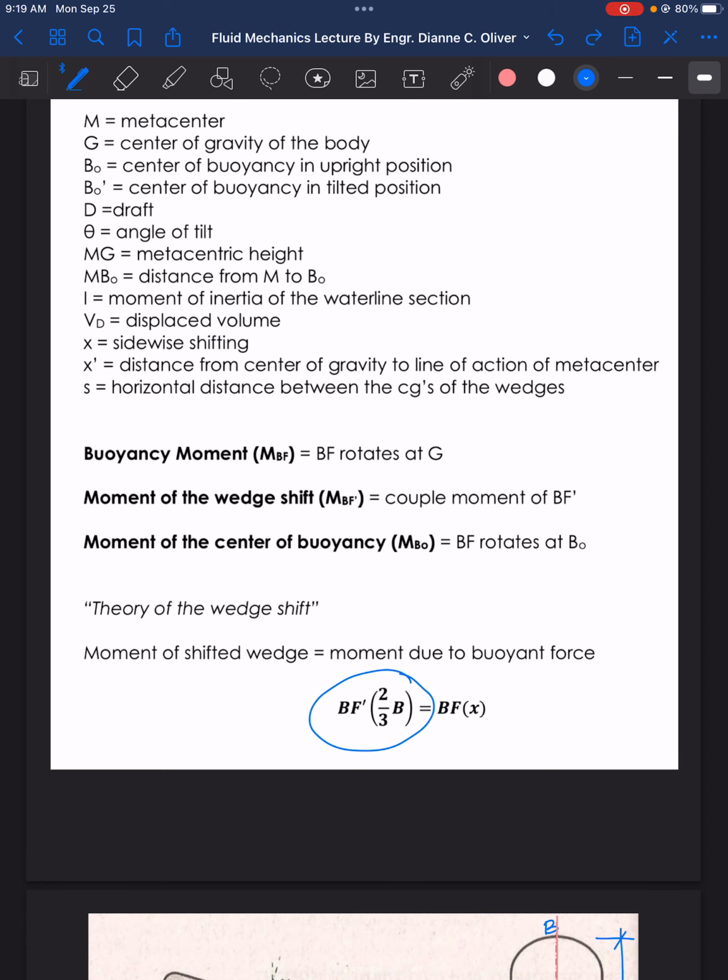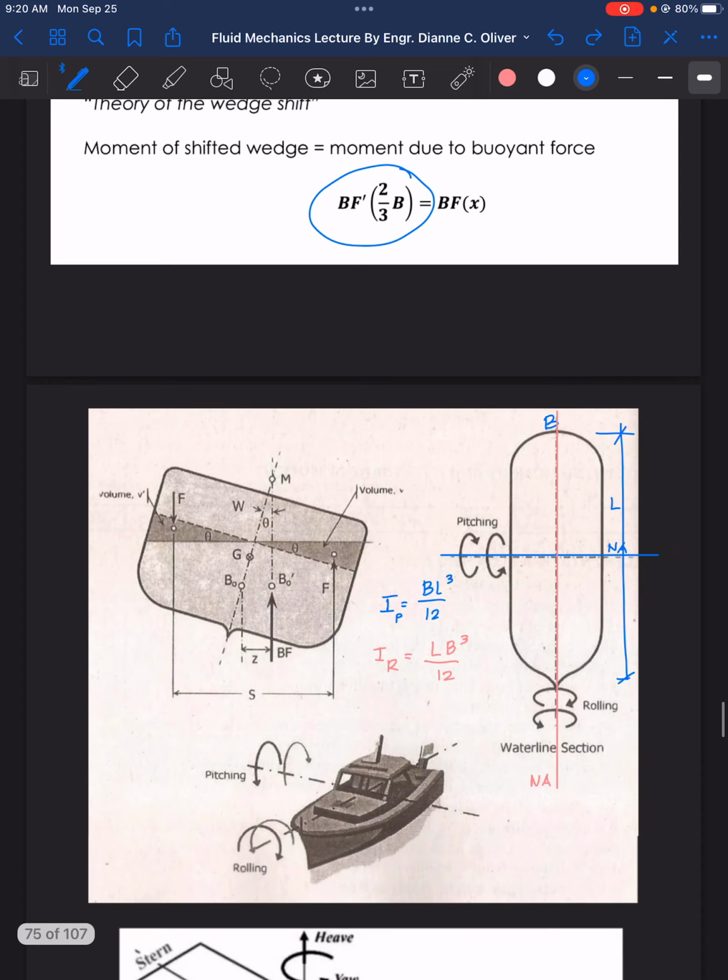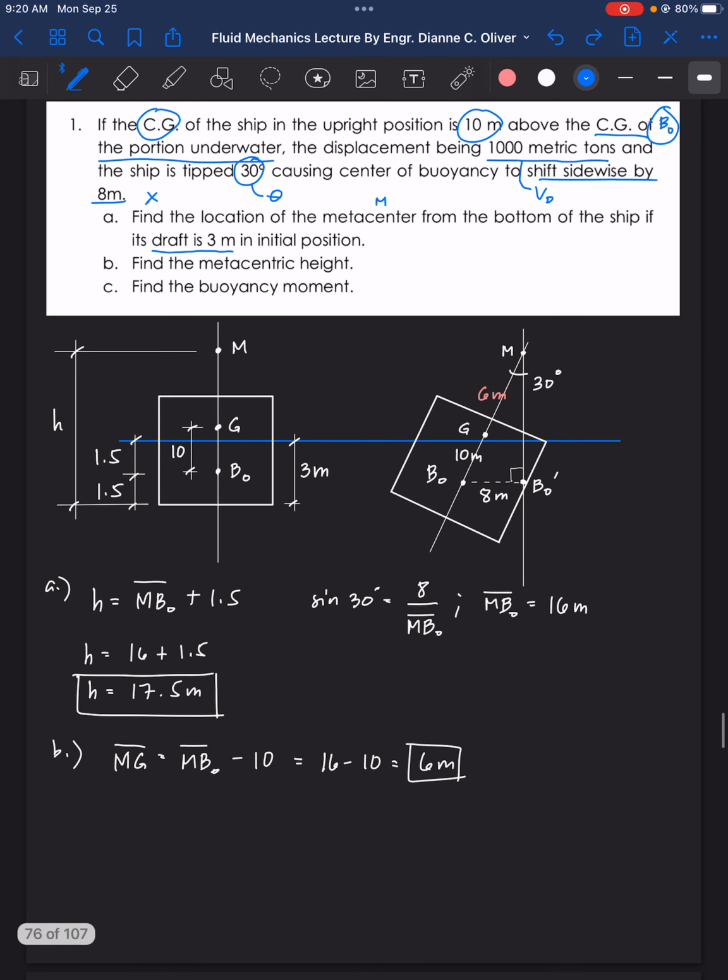So there's a difference between the two, the buoyancy moment and the moment of the center of buoyancy. For the buoyancy moment, the buoyant force rotates at G. For the moment of the center of buoyancy, the buoyant force rotates at the center of buoyancy. Now for the problem, it says to find the buoyancy moment. So what we're looking for here is the MBF, that is, the buoyant force rotates at the center of gravity.